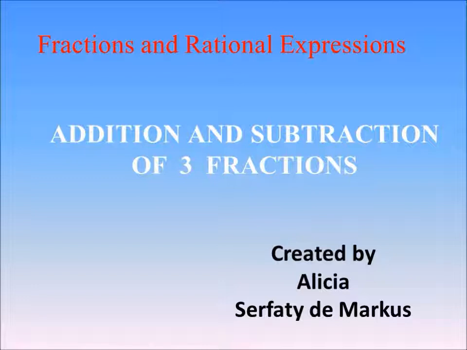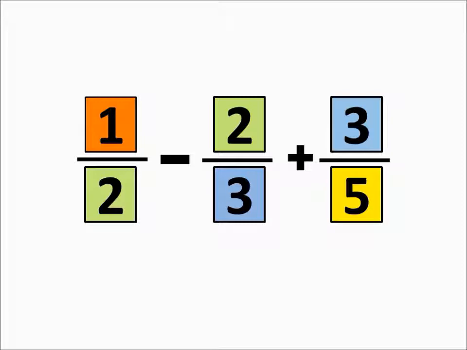I have created this animation to explain in a simple and easy way the addition and subtraction of fractions with different denominators. The process is quite simple and will help us to use it later in the addition or subtraction of rational expressions. This is an example of three fractions with three different denominators, 2, 3, and 5, all prime numbers in this example. I will illustrate how to combine these three fractions into one by using a four-step process.